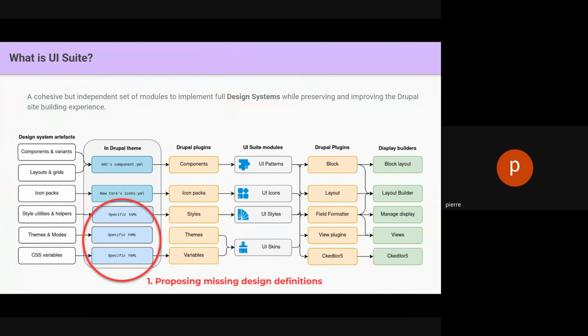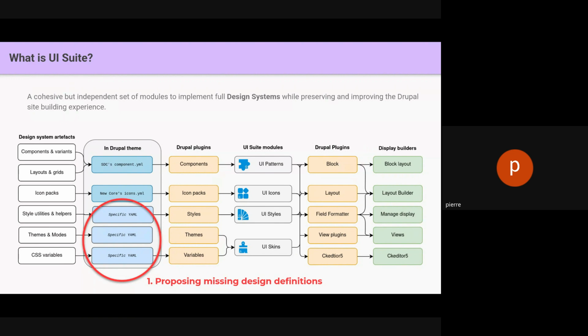So today, Core has SDC for components and the Icon API. Those two formats are related to us because we are maintaining both of them, and we proposed the Icon API. And Core is missing a Style API, Theme and Modes API, and CSS Variable API. So we are proposing them in contrib and maybe soon to Core. So this is the first job.